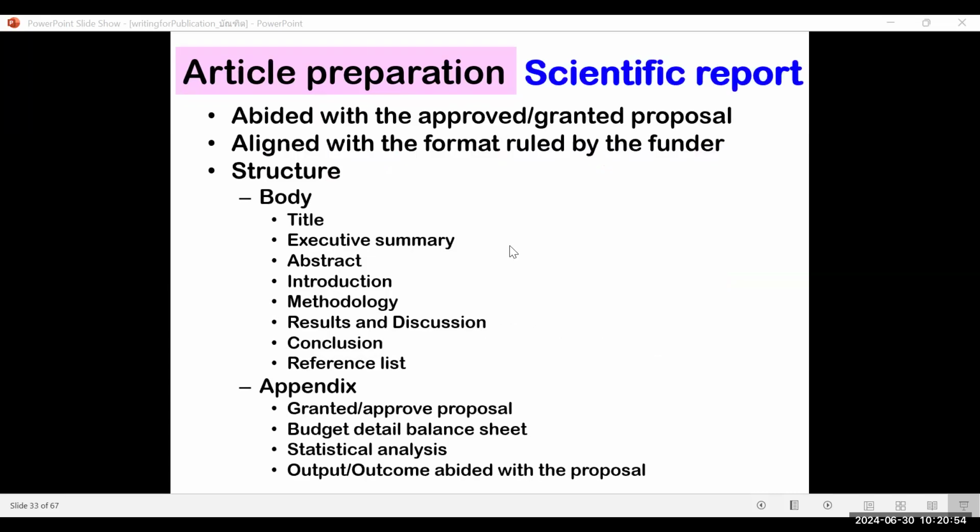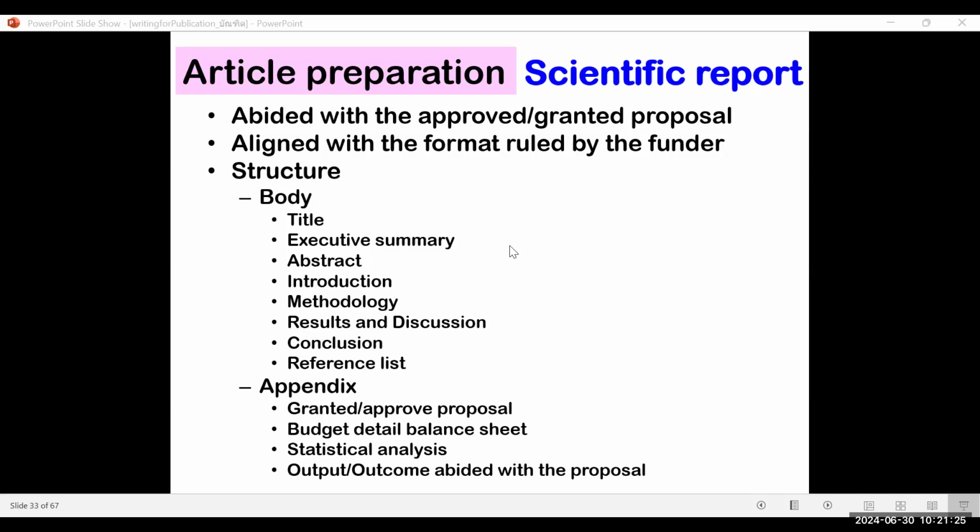Definitely, I wish. Let's look at first, in terms of a scientific report. Of course, yes, it's one type of scientific writing, but you need to make it in line with, or abide by, the format approved by your funders. What kind of format do they want, right?